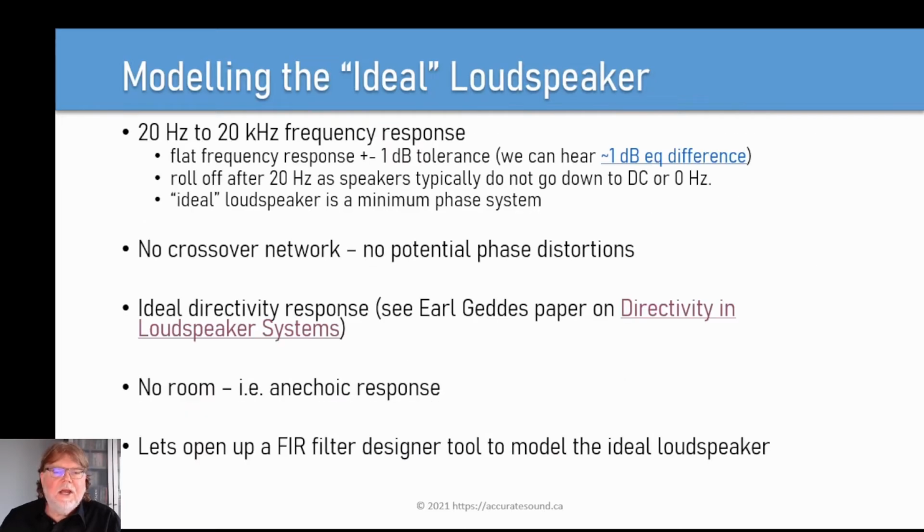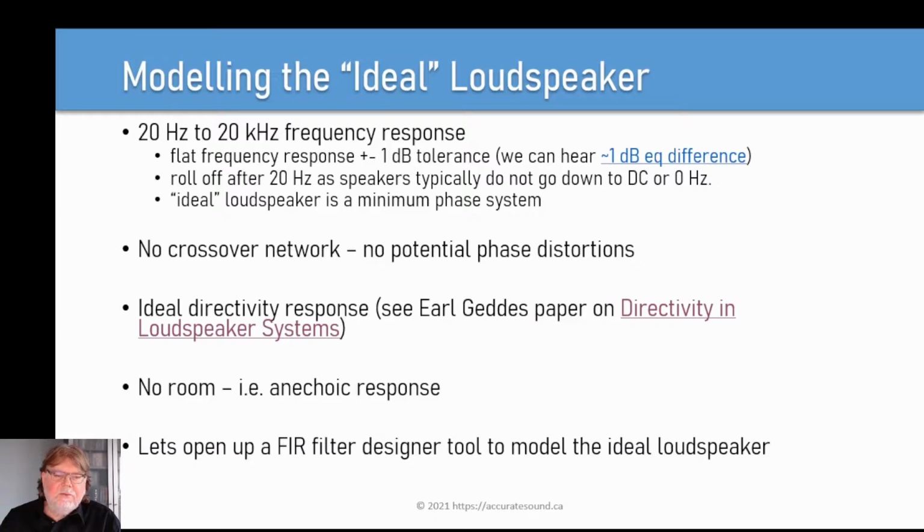How do we model the ideal loudspeaker? We want to look at its specifications. It's generally agreed upon that 20 to 20 kilohertz is the frequency response that we're interested in. A flat frequency response, plus or minus 1 dB tolerance, as we can hear a 1 dB EQ difference, and that link points to a study that I did that shows that you can hear a 1 dB EQ difference. Loudspeakers roll off below 20 hertz, as speakers typically do not go down to DC or 0 hertz.